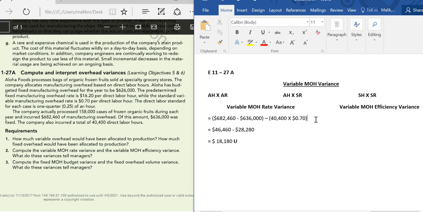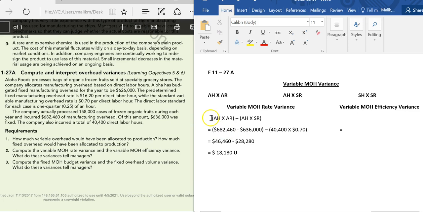Now we will do our variable overhead efficiency variance. And again, for this part, we're gonna do the difference between the second and the third box. So the second box is AH times SR, and the third box is SH times SR. So it's better if I write it down here again. The boxes, I didn't do it here, but I can do it for your convenience. But don't be confused, for this one we didn't get the actual variable overhead by using the actual hours times actual rate. Rather, we subtracted our fixed portion from our total actual overhead, and this is how we got this actual variable part. So I'm just writing this formula one more time for you so that you know how I get it here, and I'll do the same thing here.